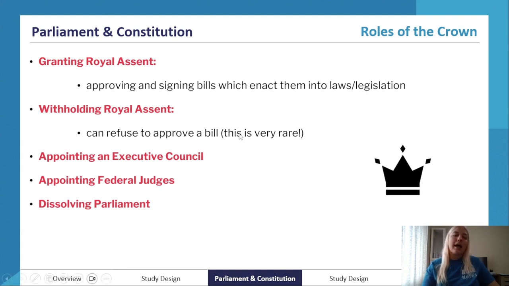They just have that role of granting or withholding that royal assent. Okay. And they can also dissolve Parliament. So in the instance that corruption has been discovered or something is happening that should not be happening in Parliament, obviously this is really rare, they could dissolve the whole Parliament, meaning that early elections would occur to re-elect the entire Parliament all over again because something happened.